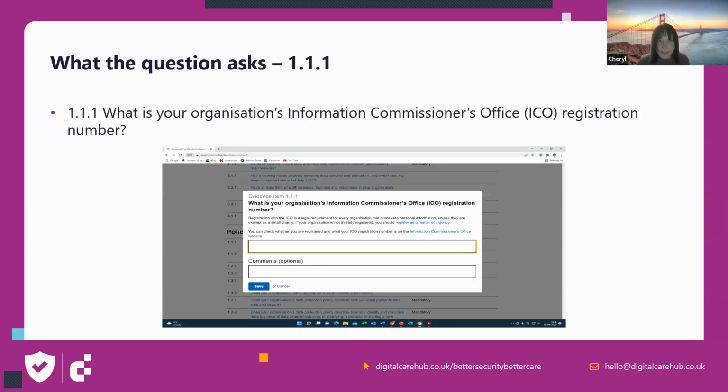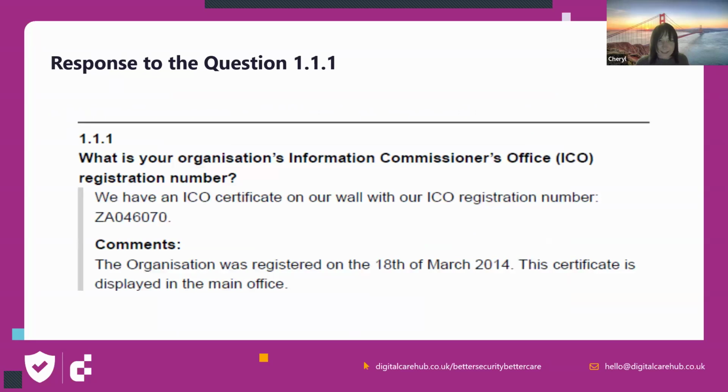So what is your organisation? This question asks, what is your organisation's Information Commission officer number? So you just need to complete through there. So if you just go through to the next slide. So you do have an ICO certificate, it's on your wall and it'll ask for your registration number. And in the comments there, they've just put when they were registered and where the certificate is displayed.